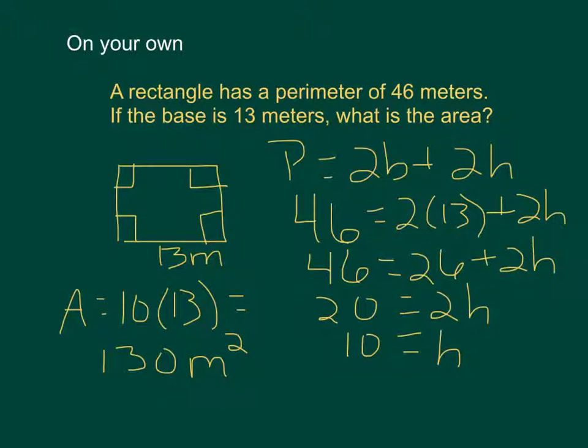Now that I know my height is 10 and my base is 13, to find the area, I multiply those together, and I get my area is 130 meters squared. Always remember to include your units when you are talking about perimeter and area. Before you finish taking your notes, please come up with at least 2 examples of why it is useful in everyday life to know how to find the area of a parallelogram.